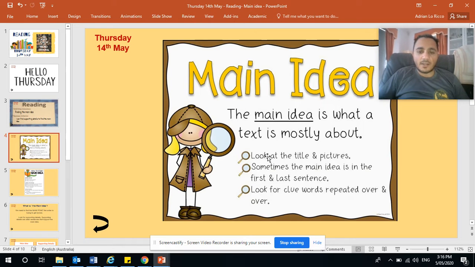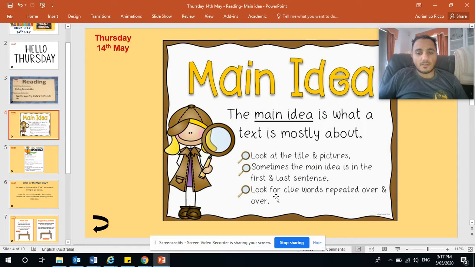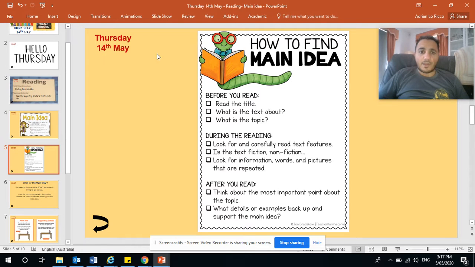Ways that we can find the main idea. You can look at the title and pictures. It can be for both fiction and non-fiction. Sometimes main idea is in the first sentence and the last. So you can look around, try and see what the writer is trying to tell us. Look for repeated words. There might be some words that are repeated over and over. That might give it away as well what the main idea is. This is something that you can rewind to and pause so you can have a look at as well. I might even attach it in our classwork so you can look at strategies before you read.